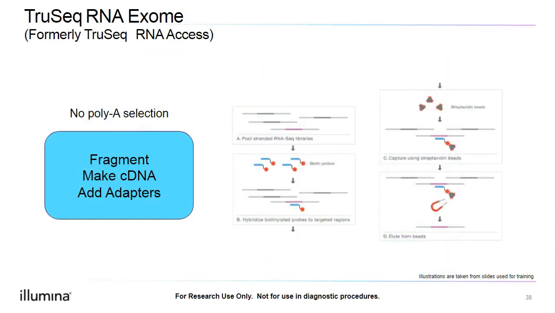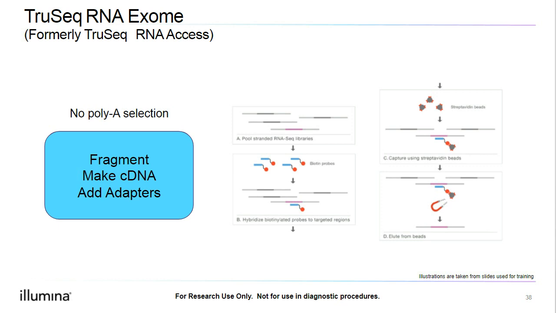Now, what if you want strand information, but you still don't have enough input? For this scenario, you can use the TruSeq RNA Exome Kit, which is formerly known as TruSeq RNA Access. In this workflow, we will create libraries of all RNA present. We will fragment the RNA, make cDNA, add adapters, and create full libraries using the TruSeq Stranded mRNA workflow, but skipping the poly-A selection step.